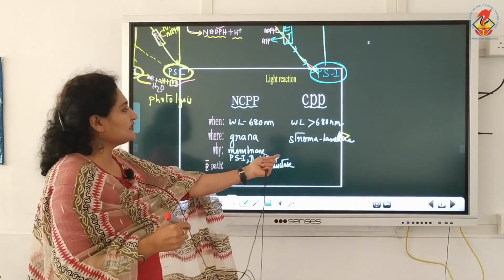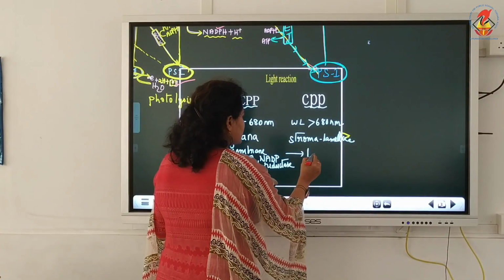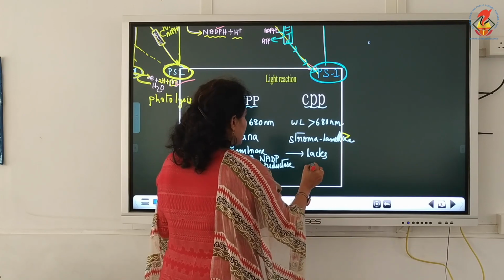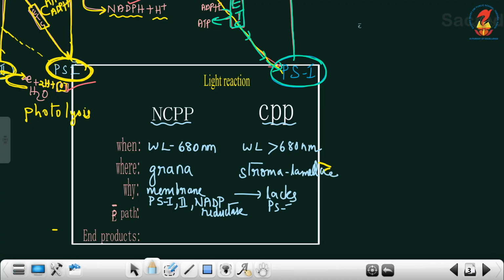So, you can easily fill in the slide. What all was missing in the diagram? It lacks photosystem 2 and that enzyme, NADP reductase enzyme. So, remember the membrane lacks. So, here the lamellar membrane lacks. Next, electron pathway. That is very simple. The electron path you saw, it took a non-cyclic path in the first case, in NCPP, whereas in CPP, it took a cyclic path.